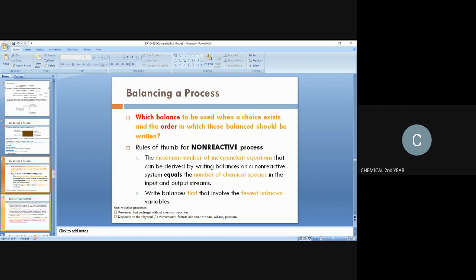Which balance is used when a choice exists, and the order in which the balances should be written, follows rules of thumb for non-reactive processes. The maximum number of independent equations that can be derived by writing balances on a non-reactive system equals the number of chemical species in the input and output streams. Write the balances first that involve the fewest unknown variables.